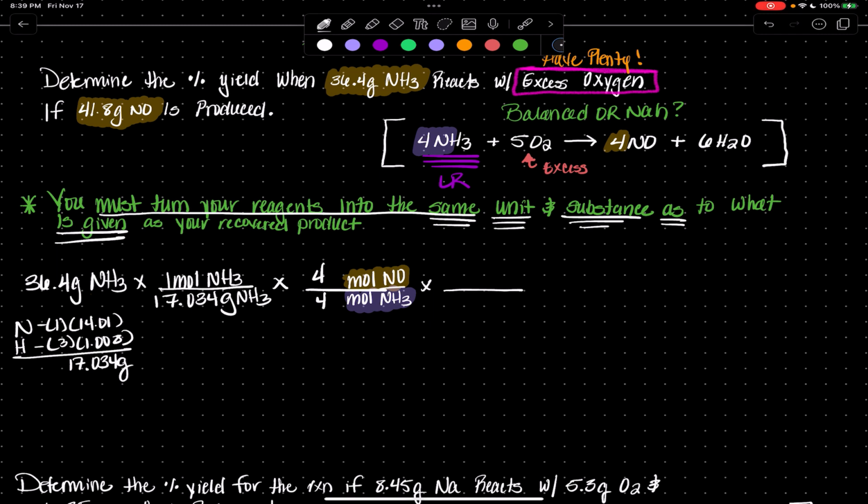of nitrous oxide because that's what I'm asked for. I'm given 41 grams of nitrous oxide is produced. So I gotta compare grams to grams. So for every 1 mole of nitrous oxide, I'm gonna gather that molar mass real quick.